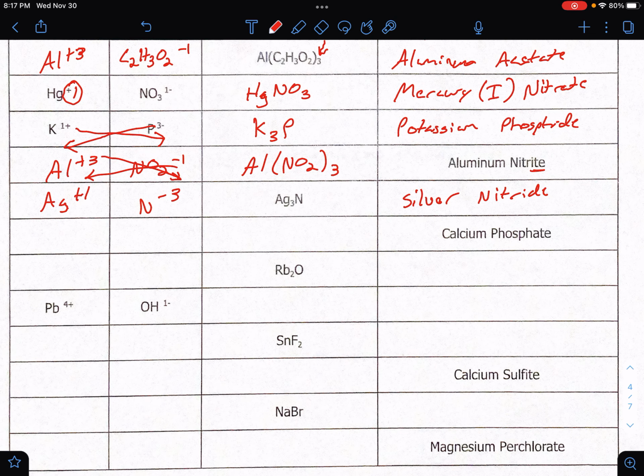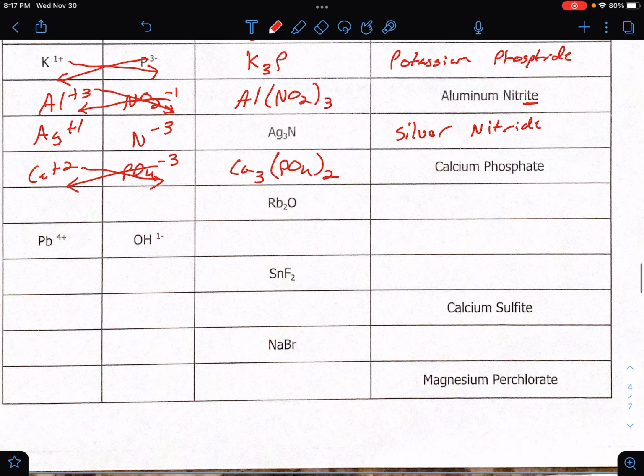Next one, I have calcium phosphate. So calcium is a +2. Phosphate is on your list. That's PO4 with a -3. Those are not balanced. So I'm going to take the 3 to the calcium, take the 2 to the phosphate. So I need 3 calciums. And I'm going to put phosphate in parentheses first and then put a 2. And there's your balanced equation.